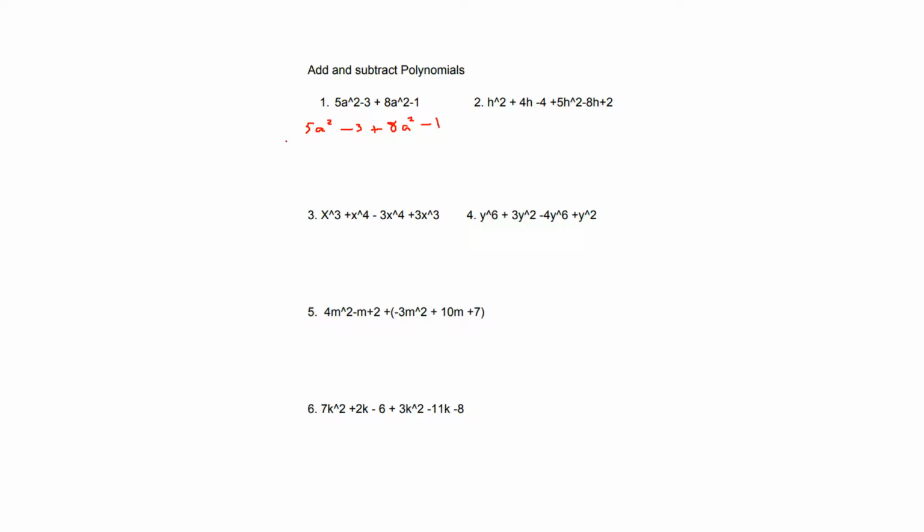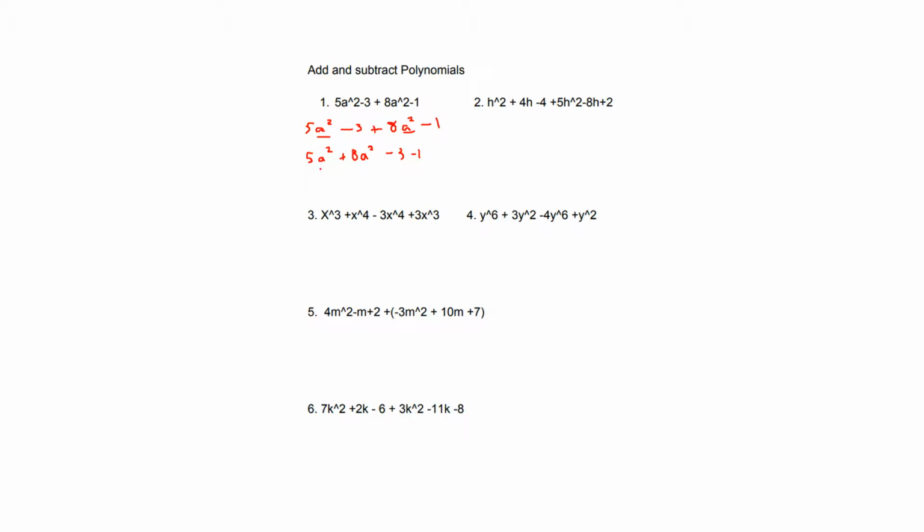So here we can only combine the terms that have the same variable, basically. So we have a squared here and here. So you can combine those two. To make it a little easier, we could group them together. So 5a squared plus 8a squared. And then you have two constants of -3 and -1. So you write that after.